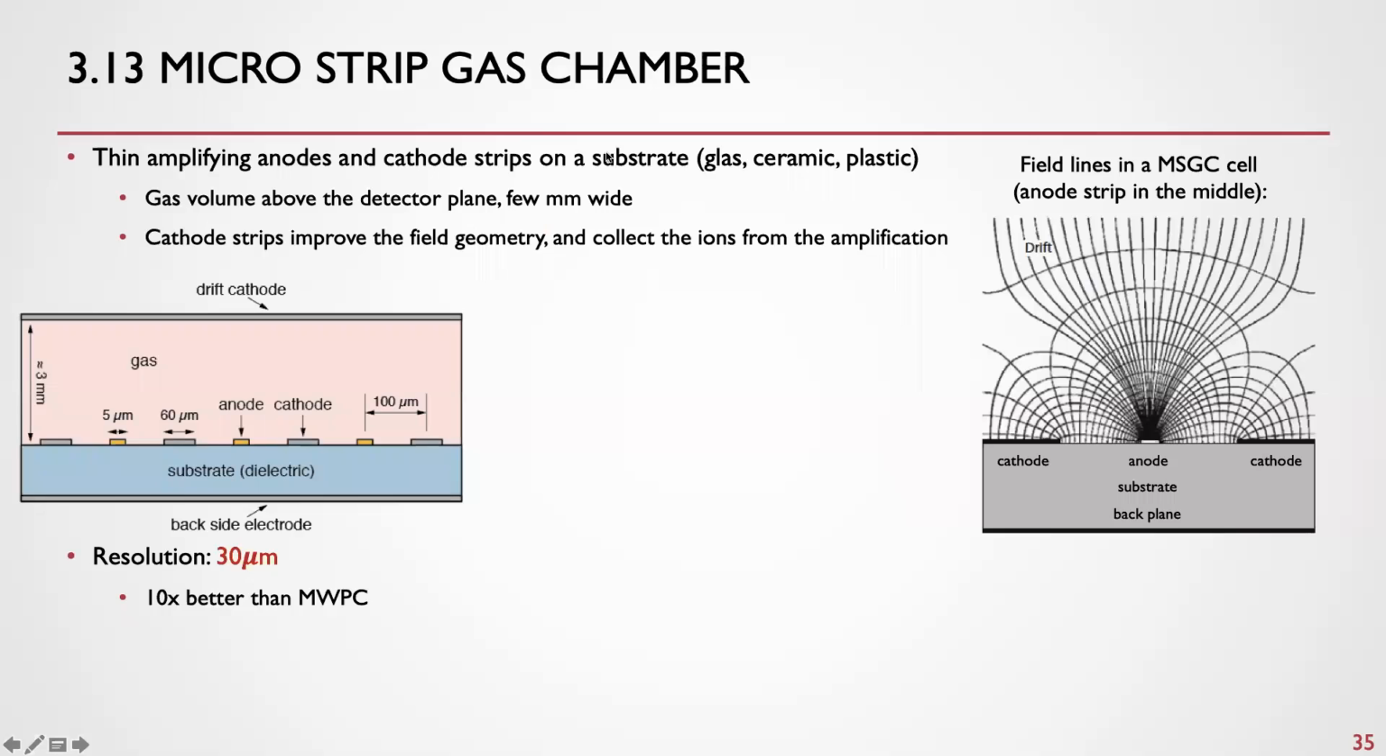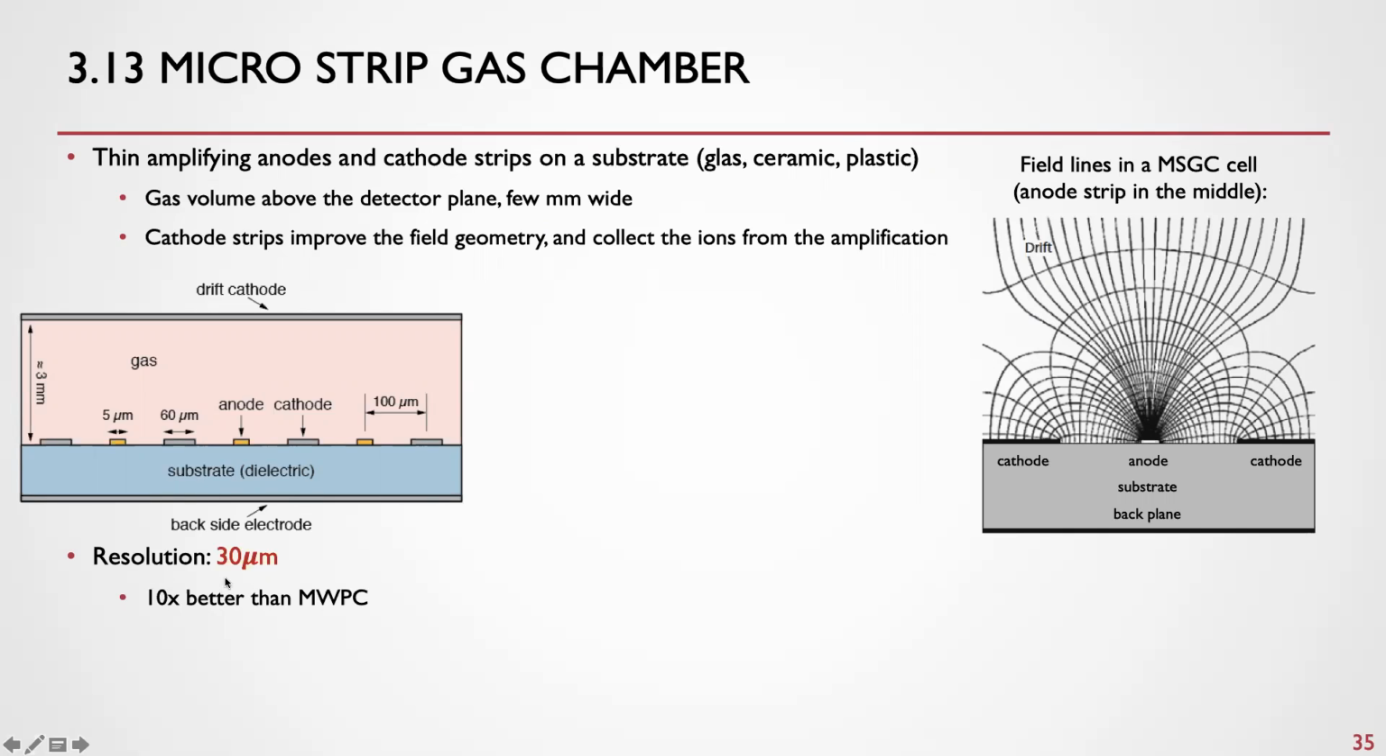Here we have amplifying anodes and cathode strips etched on a substrate. The substrate can be glass, ceramic, and plastic. The gas volume is only a few millimeters. Here in this sketch, it's 3 millimeters. There are no wires. You see anodes, 5 microns, and cathodes, much larger, 60 microns, in a spacing of 100 microns, and a substrate and the backside electrode.